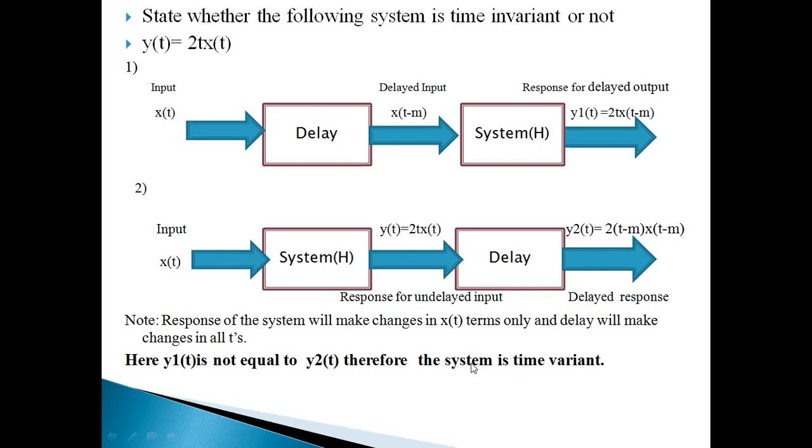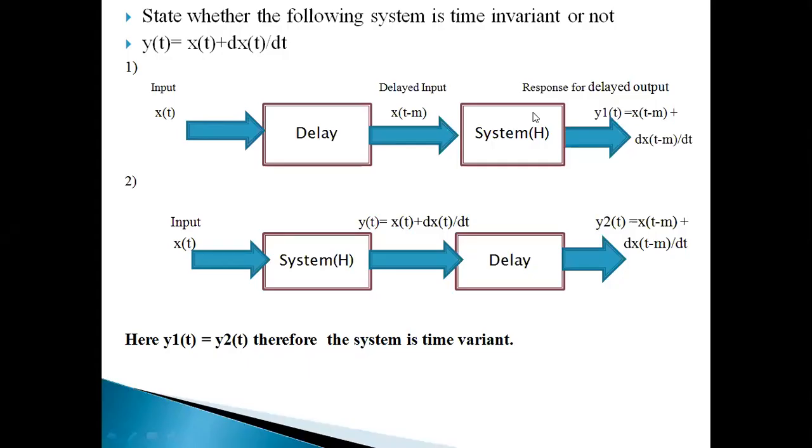Here we have to make one note that if we apply the system to the input signal, then we have to make the changes in the x(t) terms only. And if we apply the input to the delay block, then we have to make the changes in all the t's. Here we can observe that we have made the changes in all the t's. Therefore, here we have got the result that y1(t) is not equal to y2(t). Therefore, the system is a time variant system.